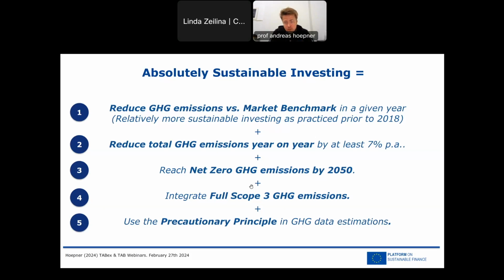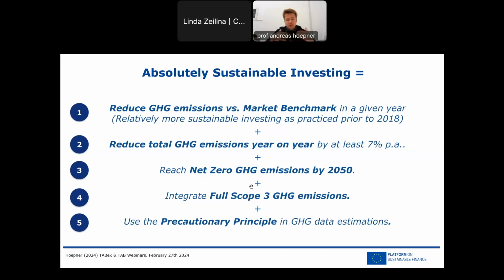So what Paris-aligned benchmarks introduced to the existing number 1 point here are points 2, 3, 4, and 5. First, an actual self-improvement, so reduction of greenhouse gas emissions year on year compared to yourself last year. A clear focus on net zero greenhouse gas emissions by 2050. A full integration of scope 3 greenhouse gas emissions, specifically mining and extractives are integrated from December 2020. All heavy industries from December 2022, and all industries including financials category 15, for instance, from December 2024.